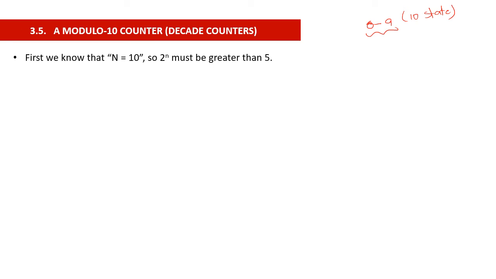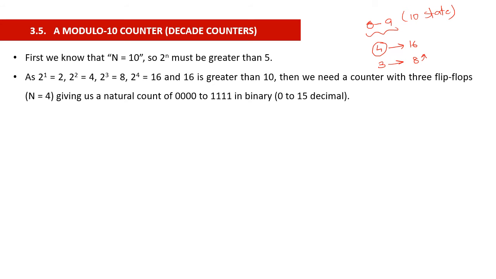So here n is equal to 10. If you use the relation that we discussed in the previous slide, if you are using 4 flip-flops, you will get 16 states. If you are using 3 flip-flops, you will get only 8 states. So we need 10 states. 10 states means it is greater than 8, so we have to use the next higher number of flip-flops. That means you have to use a minimum of 4 flip-flops in order to construct the mode 10 counter.